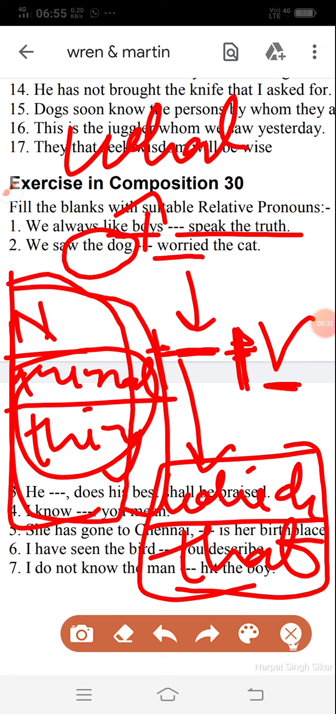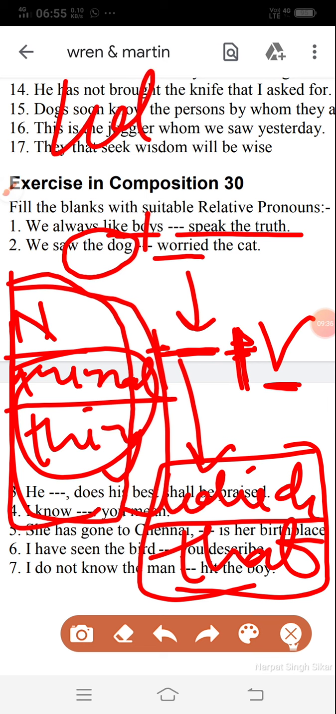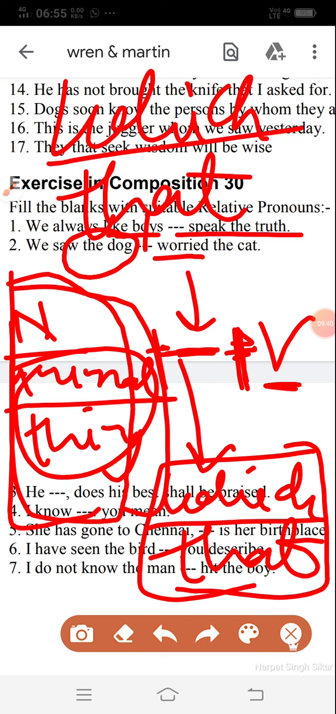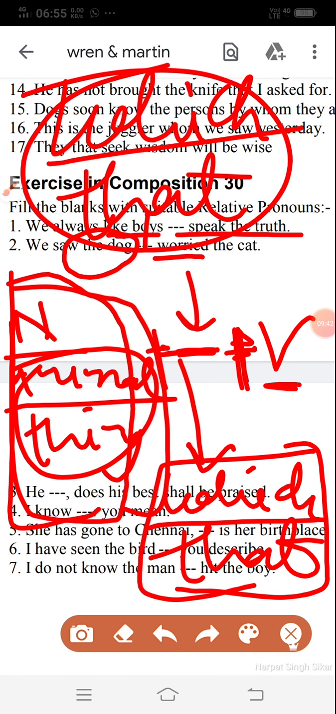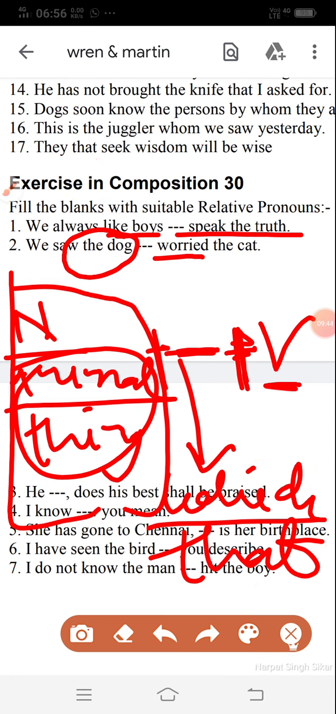You can also write that. So what is the answer? Which. Or you can write that also. That would be our answer. Next question.